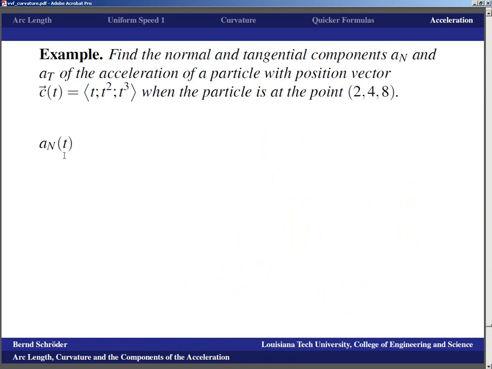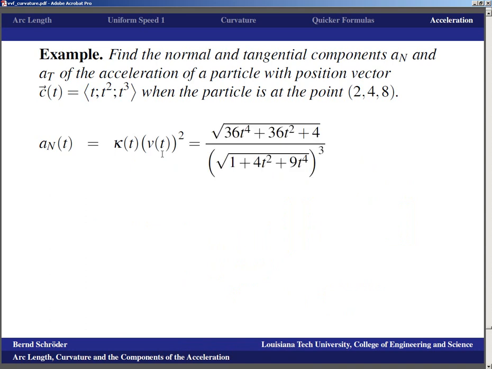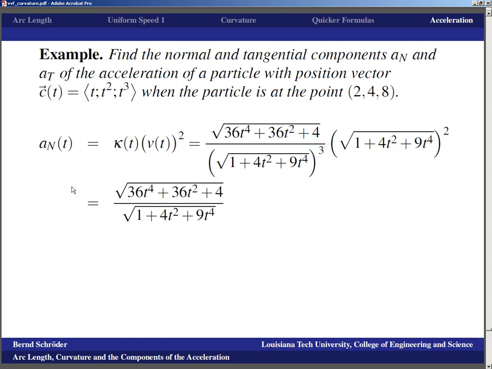Well, for the normal component of the acceleration, we know that that is curvature times the square of the speed, so it'll be what we had computed for the curvature times the square of what we had computed for the speed, and then of course that's a quick cancellation here. The square cancels with the cube and just leaves us the square root in the denominator. So the normal component of the acceleration at time t is square root 36t to the fourth plus 36t squared plus 4 divided by square root of 1 plus 4t squared plus 9t to the fourth.